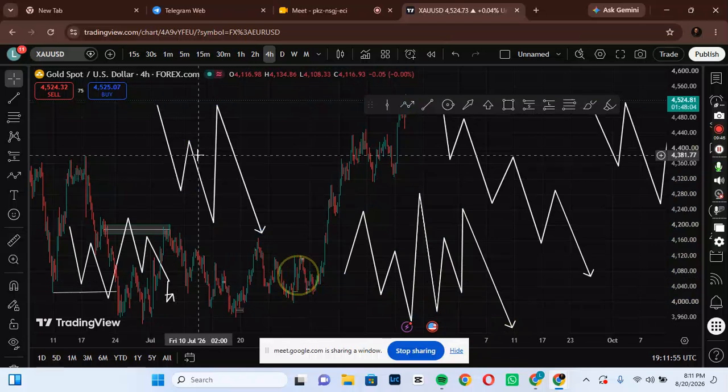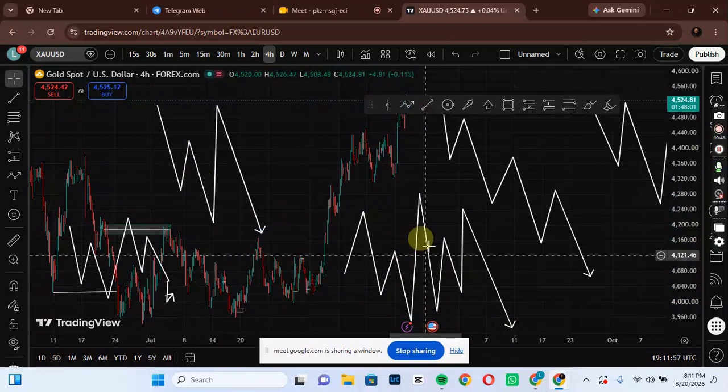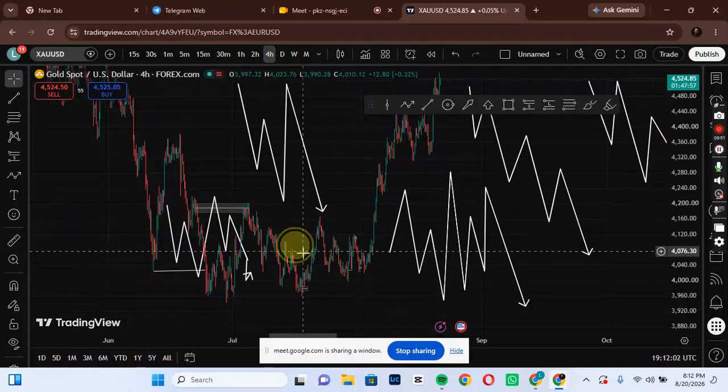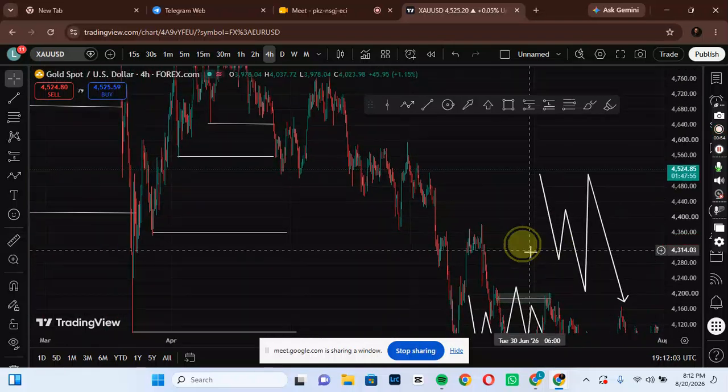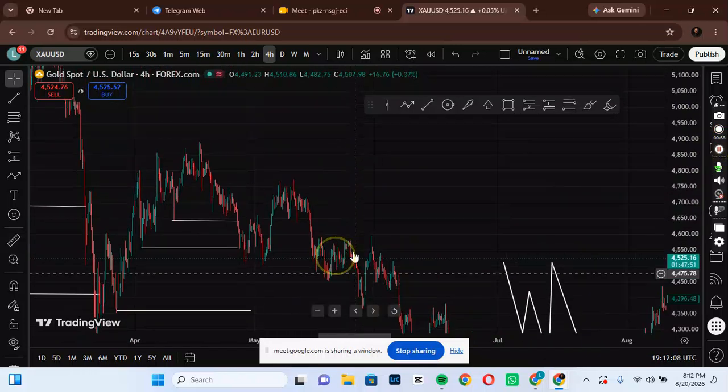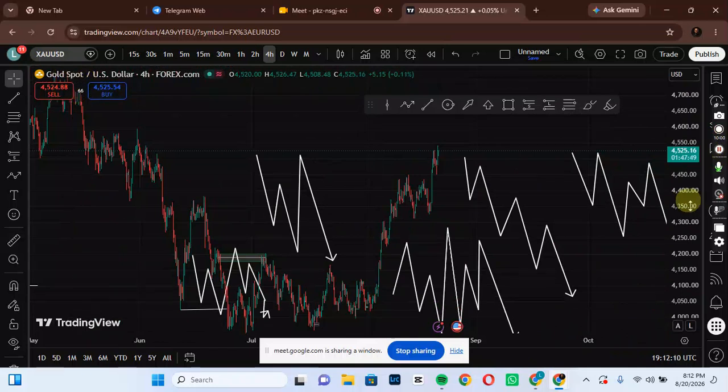The same structure again. Are you seeing? It's almost the same structure. That is what is playing out here. Market moves in that manner, and when it moves in that manner, you just have to be smart about it.